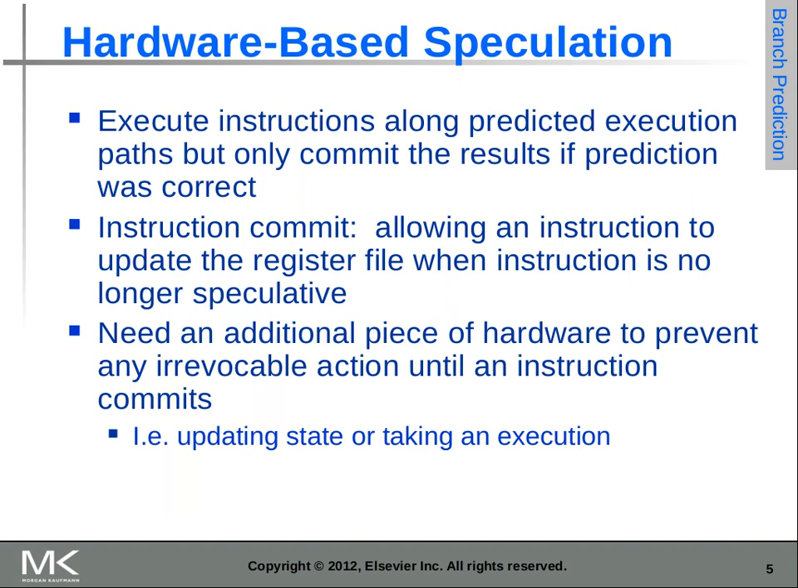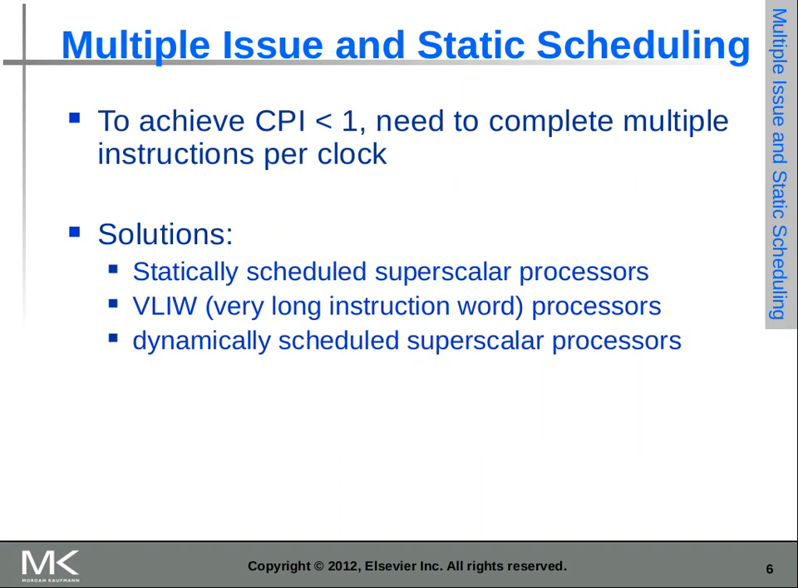What else have we got? Hardware speculation: execute instructions along predicted execution paths, but commit the results only if the prediction was correct. Right, so this is what we've been doing with branch prediction. And then you update the register file when no longer speculating. So this slide should not be in here. This is branch prediction. We're going to move on.